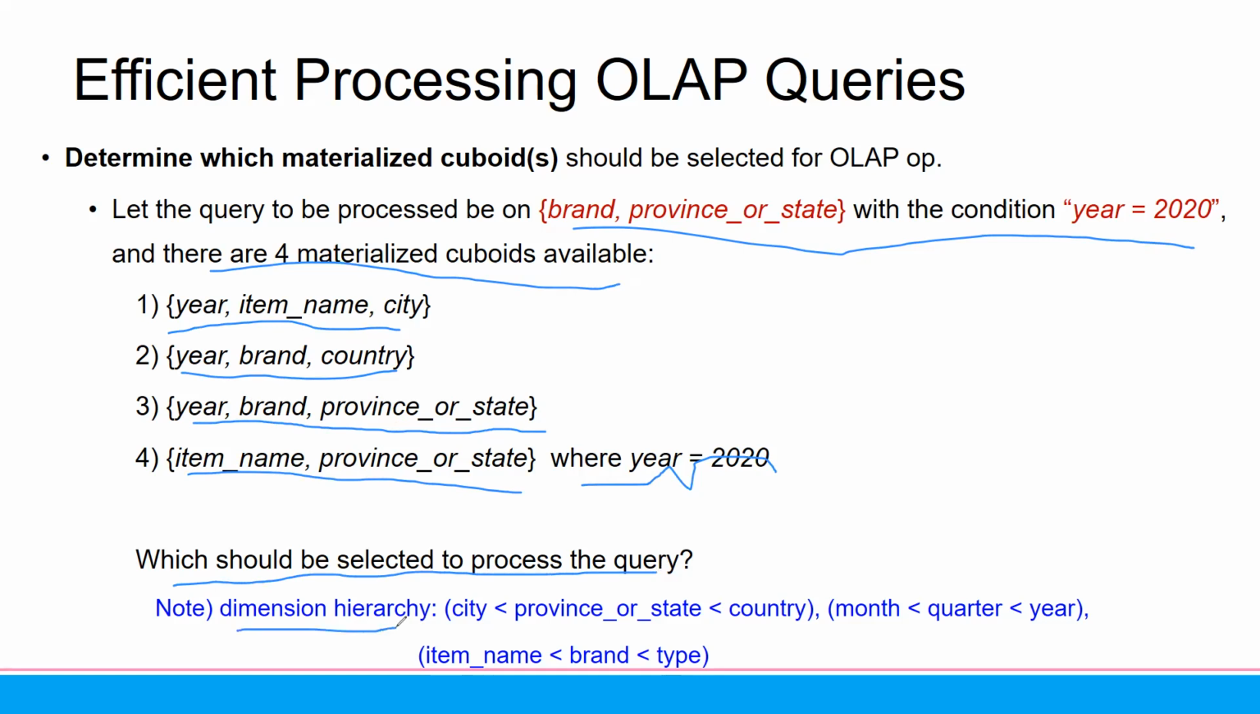In the dimension hierarchy, we know that the city will be the smallest one. After that, province or state, and then country. If we are dealing with time, we have month, quarter, and year. If we deal with the product, maybe item name, brand, and type.